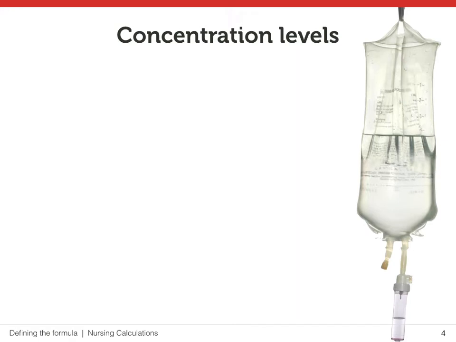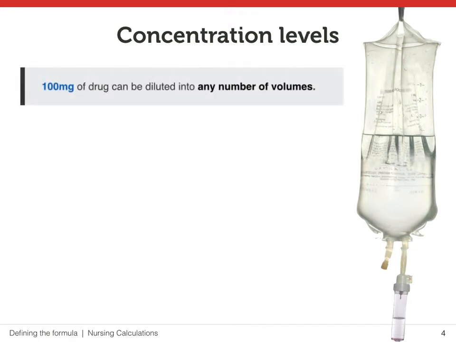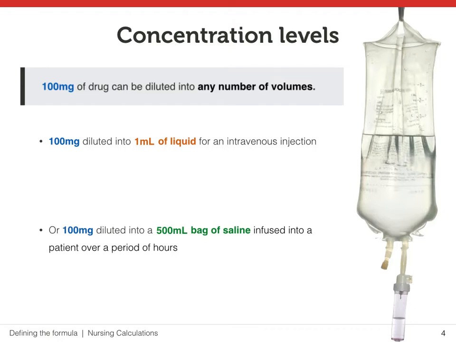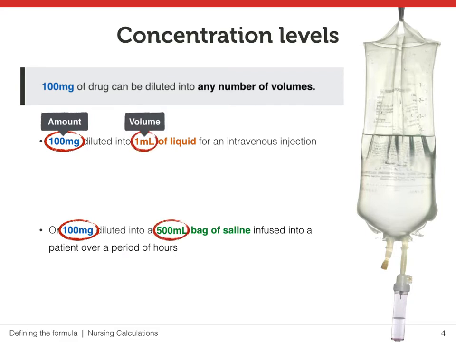A certain amount of drug, 100 milligrams for example, can be diluted to any number of volumes. You might put 100 milligrams of drug into 1 ml of liquid for an intravenous injection, or you might put 100 milligrams of drug into a 500 ml bag of saline, which will be infused into a patient over a period of hours. The milligrams indicates the amount of the drug that the patient receives. The millilitres then indicates the volume of the liquid.